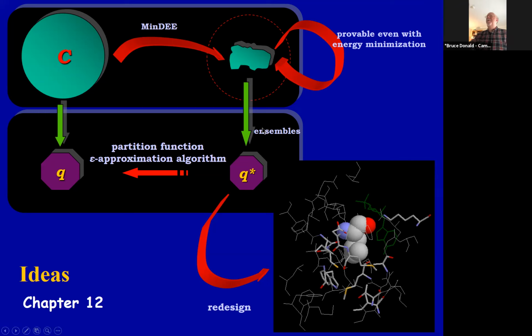And second, we're going to consider ensembles. So in other words, we're going to take this set of conformations and we're going to compute partition functions over molecular ensembles in order to be able to estimate binding and stability and things like that, specificity. Now, this is a difficult computation, so you're going to see a new kind of algorithm for some of you today. It's called an Epsilon-Approximation Algorithm.